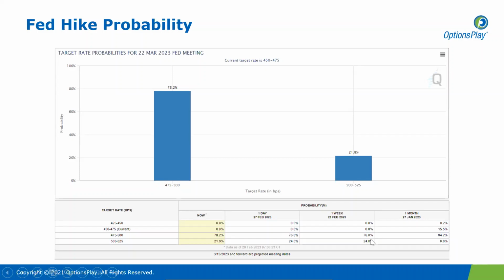That being said, if you look at the trajectory of the probabilities of a 25-point hike, a couple of weeks ago it was at around 99%. Now it's at 78%. So markets are clearly pricing in a more hawkish Fed, I think realizing that the economic data just doesn't align to what the price action in equities was doing.